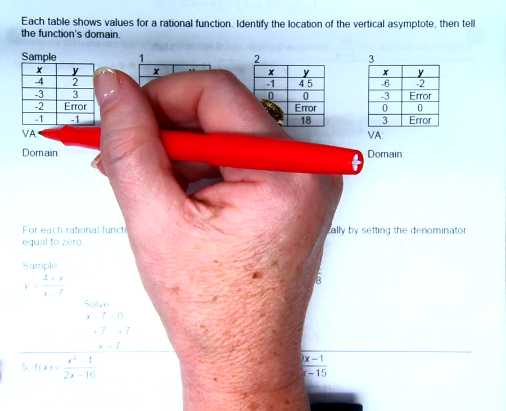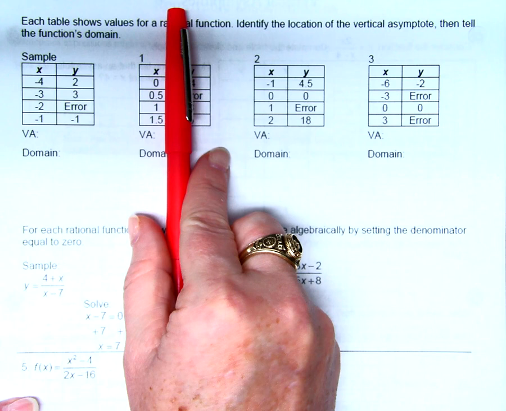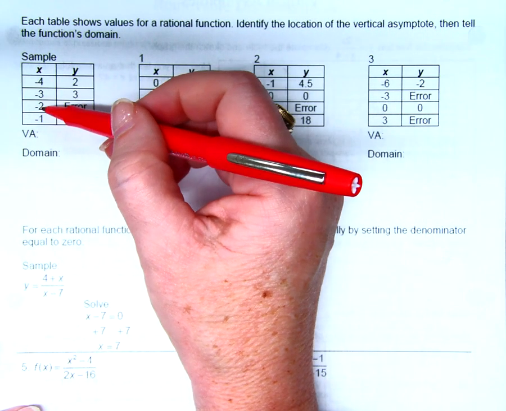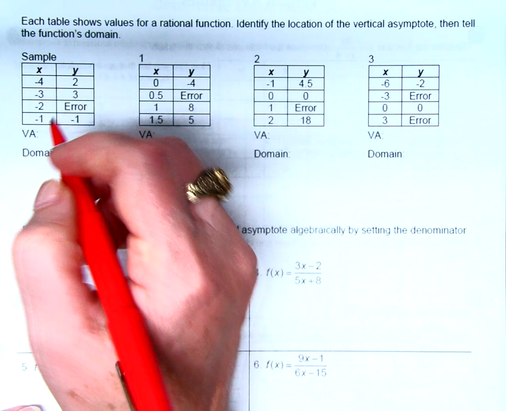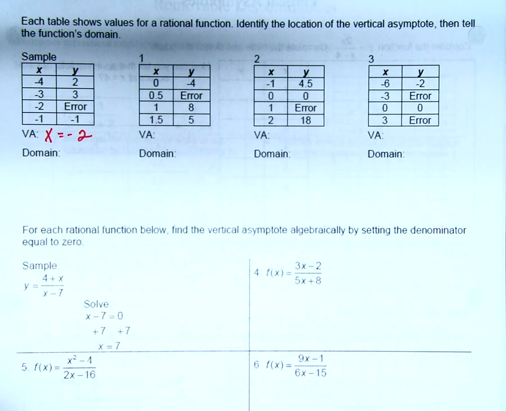But remember, how do we name our asymptotes? As lines, right? And we said it's a vertical asymptote. So which axis is it crossing? X. Another way to remember that is, what column is this in? It's in the X column. X equals -2. That's where my vertical asymptote is.